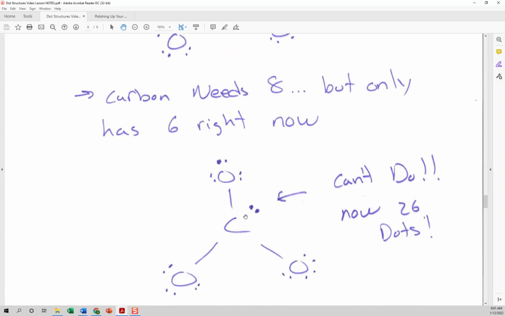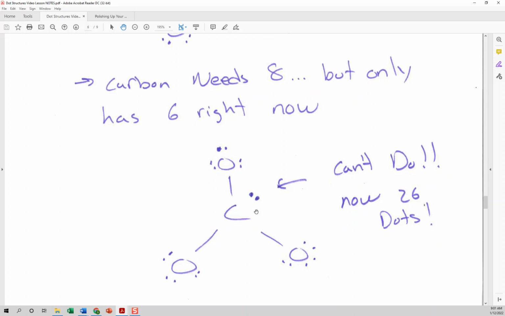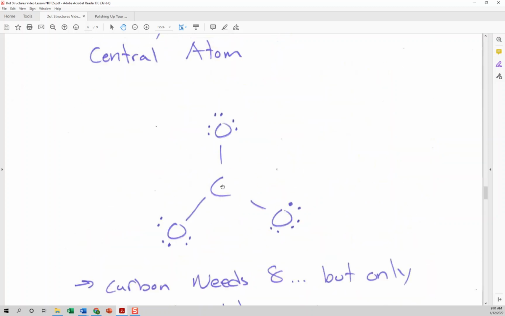A lot of people make this mistake and just say, oh, I'll just add 2 more dots to the carbon. That would give carbon 8, but that's going to violate the rule. We can only have 24 dots. If we add 2 more dots to satisfy carbon's octet rule, now I have 26 dots, but my structure can only have 24. So we can't do that. Don't just willy-nilly add dots, okay? You have the maximum number of electrons in your structure as is shown here. So we've got to get creative. We've got to figure out a way to satisfy carbon's octet rule.